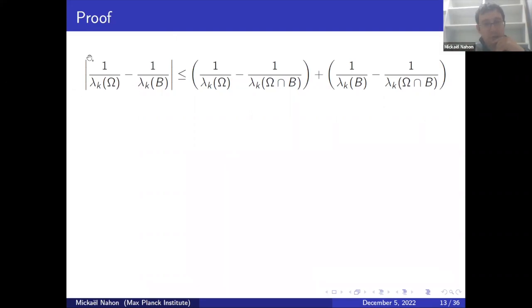Okay, and so the difference of lambda k, you bound it by this, and then on both sides you apply the inequality for a nested set.